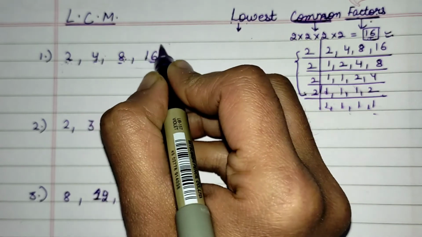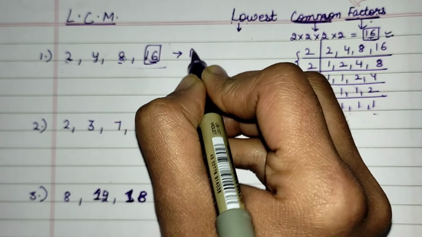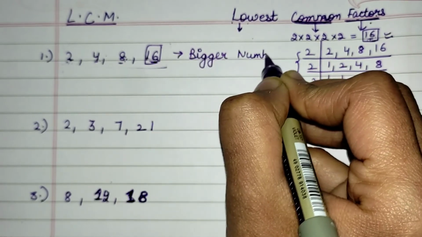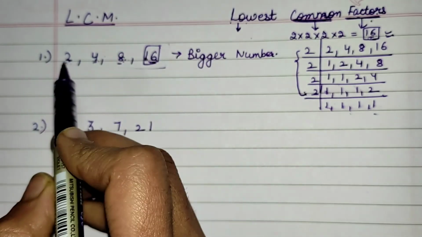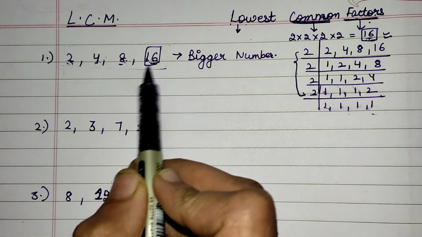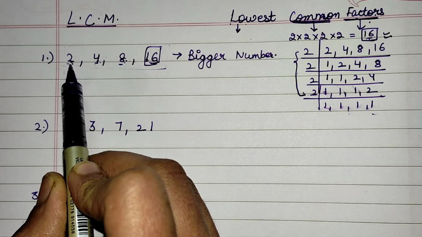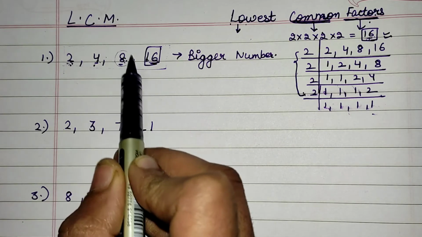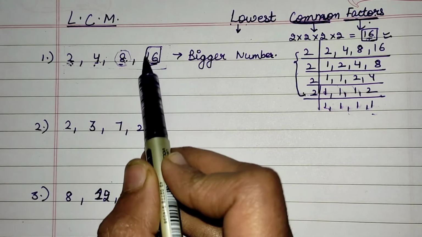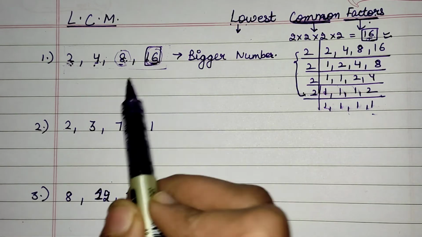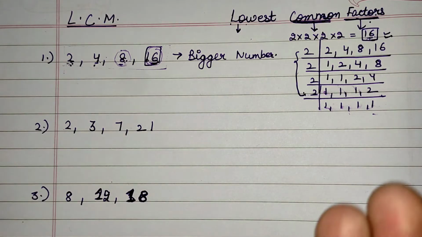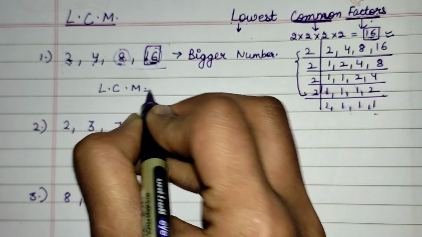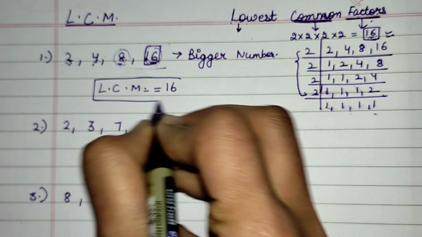What we will do is first take our bigger number and check if this bigger number is divisible by all the numbers. 16 is divisible by 2, yes. 16 is divisible by 4, yes. 16 is also divisible by 8 and by 16. 16 is completely divisible by all these numbers. So my LCM is going to be 16 only.